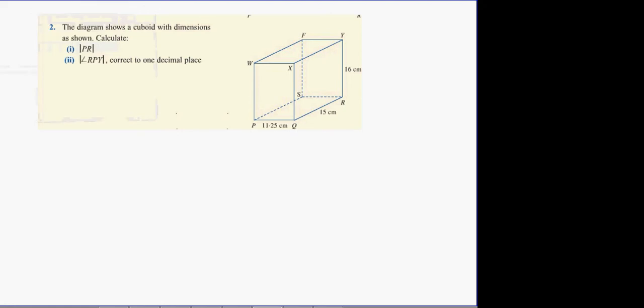This is exercise 9.8, okay? Now, the diagram shows a cuboid. A cuboid is basically a rectangular shaped box. Calculate PR. Now, lads, the trick is, don't get confused with the 3D-ness of it all. Just stay thinking in 2 dimensions.